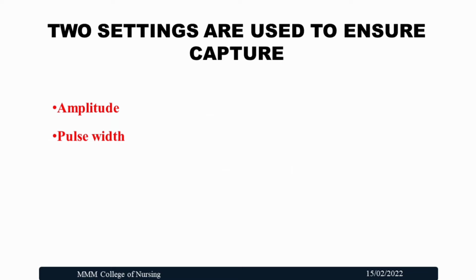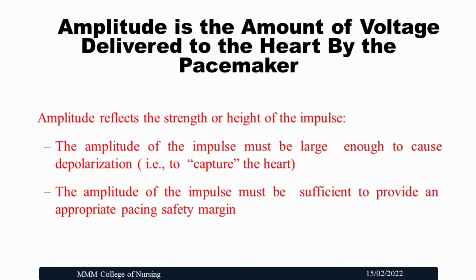Two settings are used to ensure capture: amplitude and pulse width. Amplitude is the amount of voltage delivered to the heart by the pacemaker. The amplitude reflects the strength or height of the impulses.